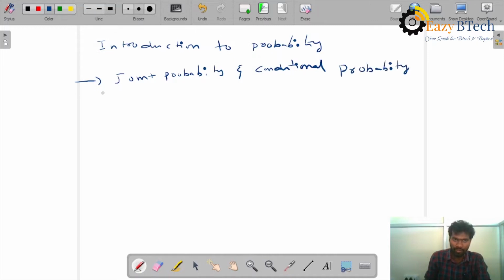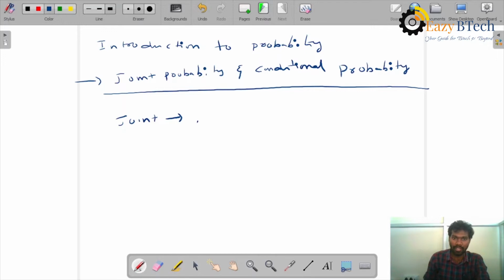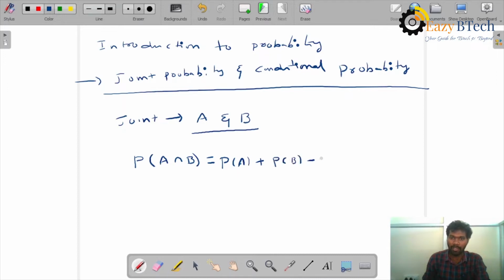So the joint probability. The name joint indicates there should be at least two events, namely A and B. If you assume A and B are two events, then the joint probability of two events is represented by P of A intersection B, which is equal to P of A plus P of B minus P of A union B.